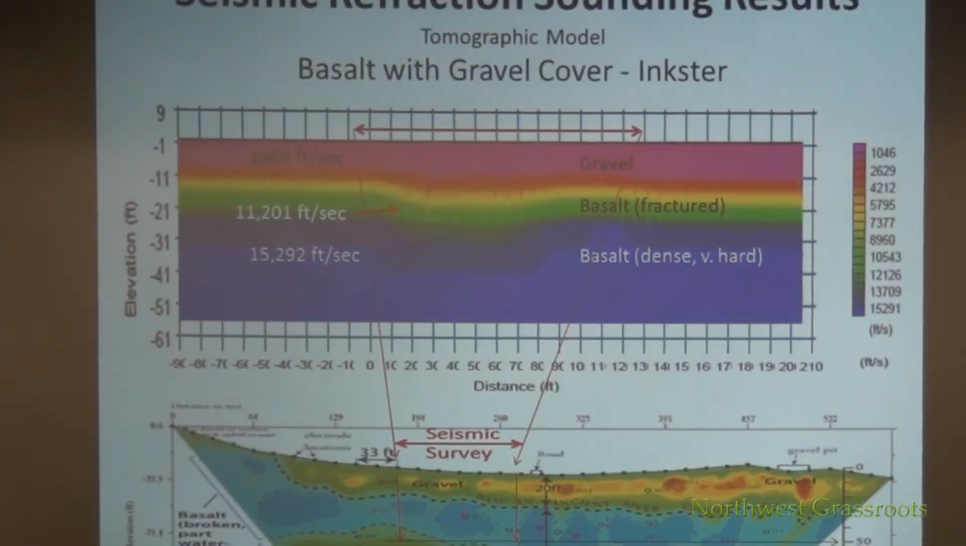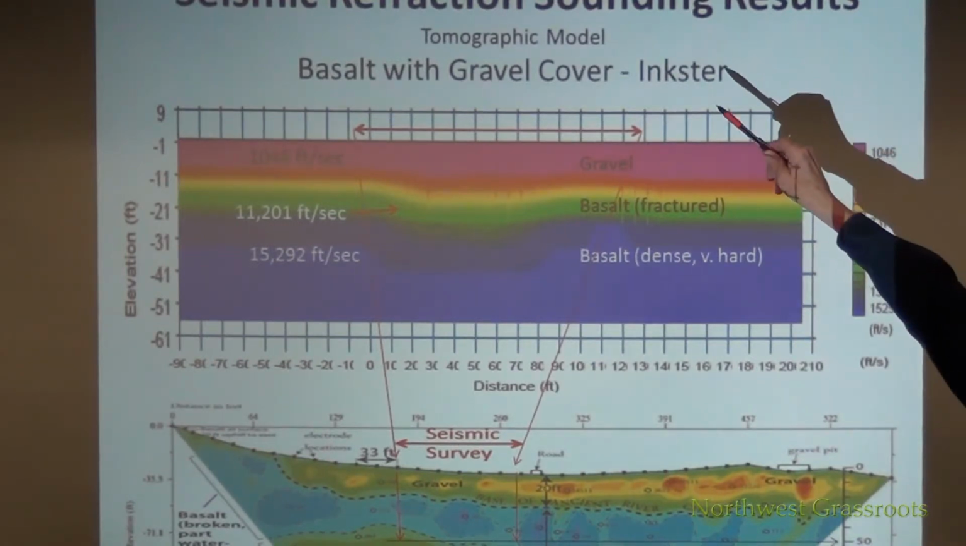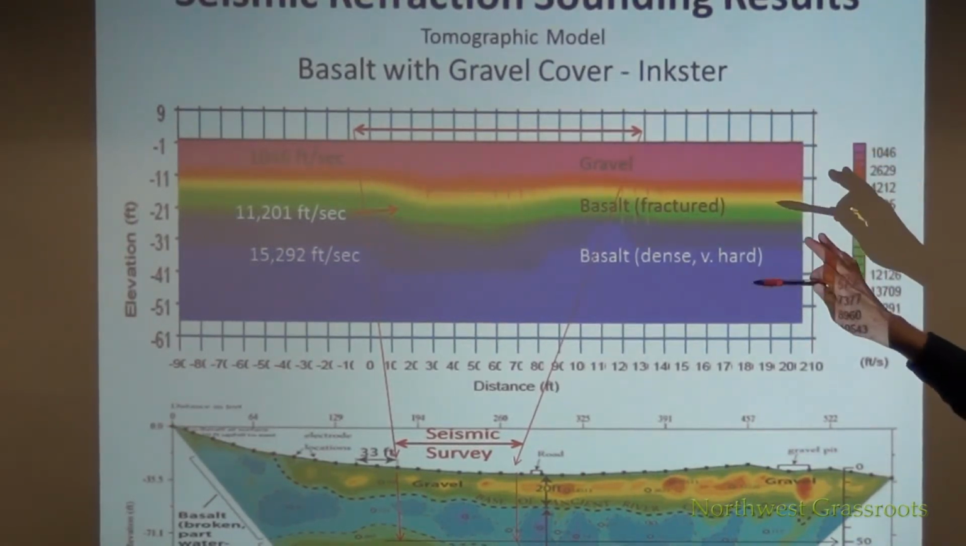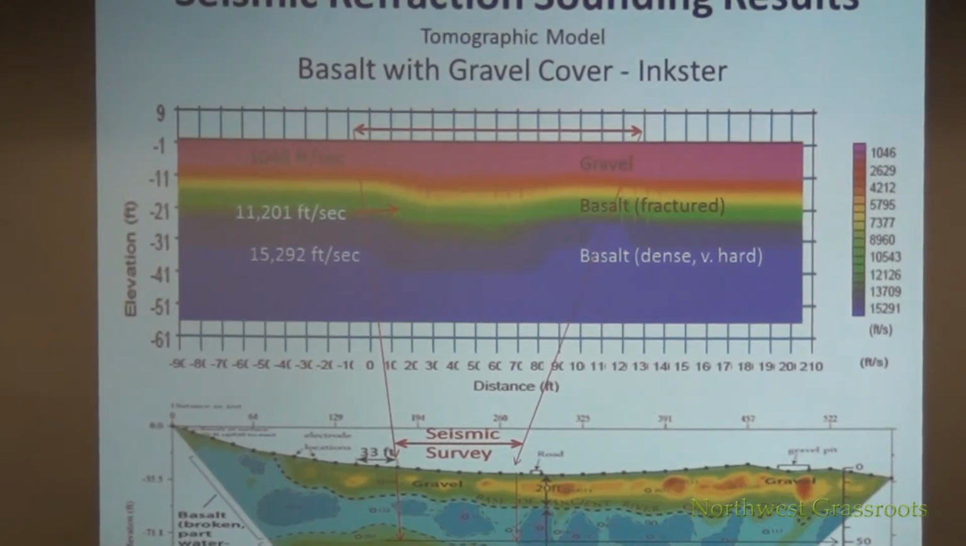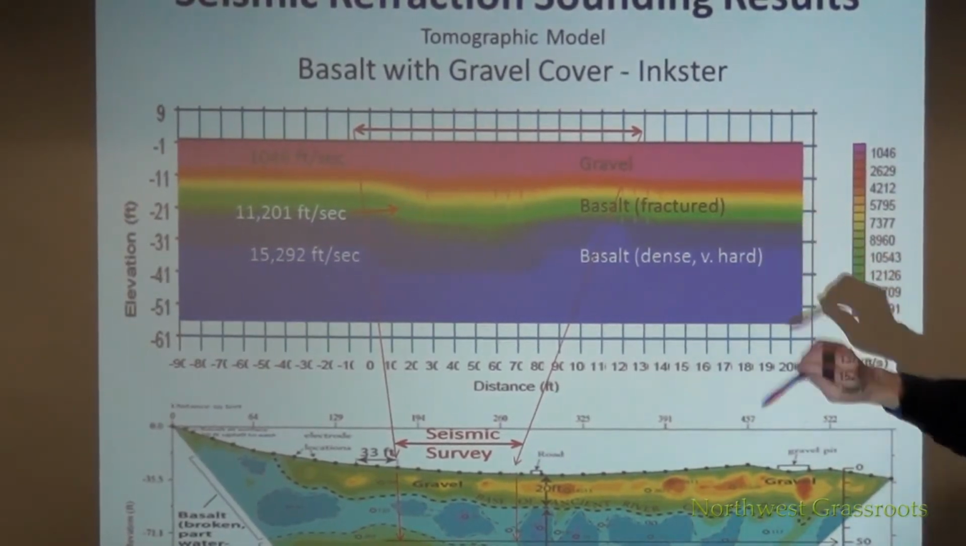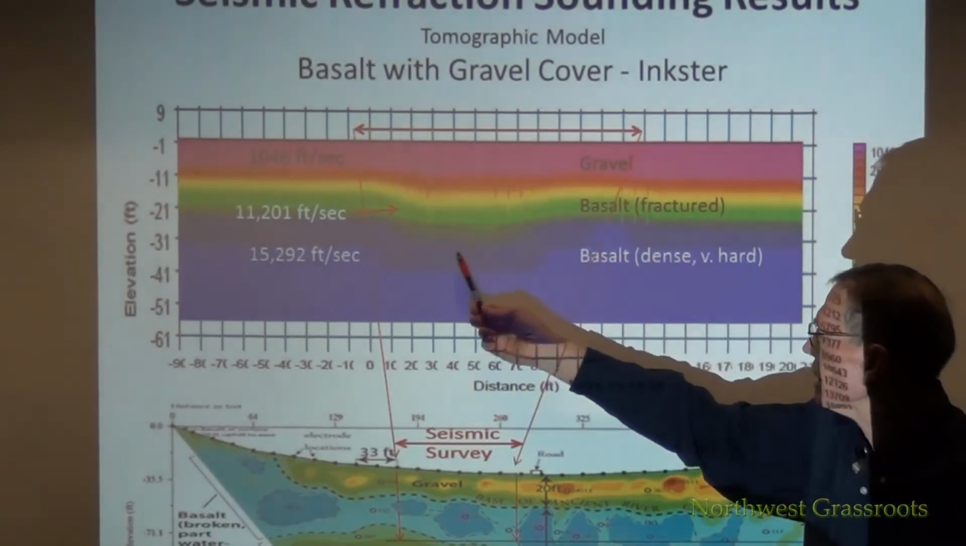Then we went one step further. There's a second way to model the data, called the tomographic model, and it has an advantage. We can assign as many as 10 layers with different velocities to the tomographic model. Well, I didn't have that many, but it was a good exercise to see what it was. But generally it gave the same thing.